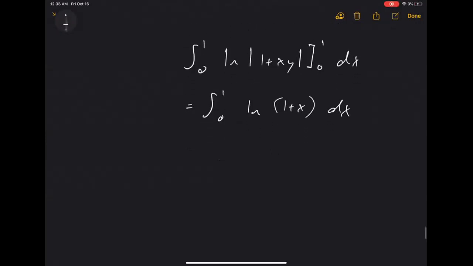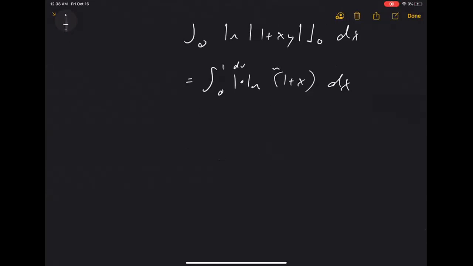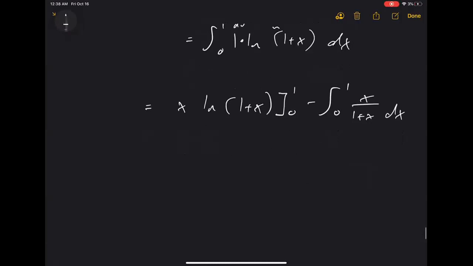And could I integrate this using integration by parts? How about integration by parts? So let's pretend there's a 1 there, and that 1 is a dv, and this is a u. My integral will be equal to x ln 1 plus x from 1 to 0 minus the integral from 0 to 1 of x over 1 plus x dx. Yeah, that's fine. And then we could do another u substitution here. Let's call it a v substitution.